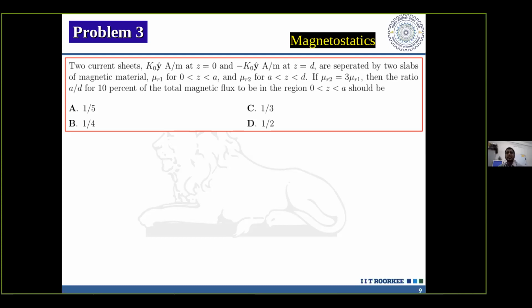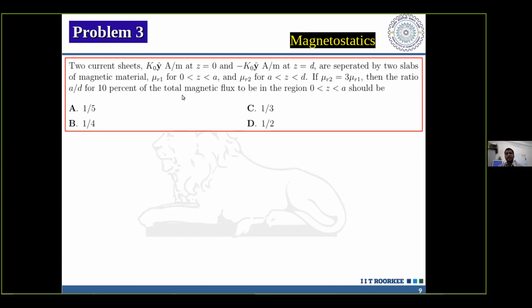So I have two current sheets. One is located at z is equal to 0, which carries this surface current, and another is at z is equal to d, which carries this surface current, and these are separated by two magnetic materials: mu r1 for the first slab, mu r2 for the second slab, in such a way that mu r2 is equal to 3 mu r1. Now what we want to find is the ratio a by d, so that 10% of the total magnetic flux is in the region defined by this.